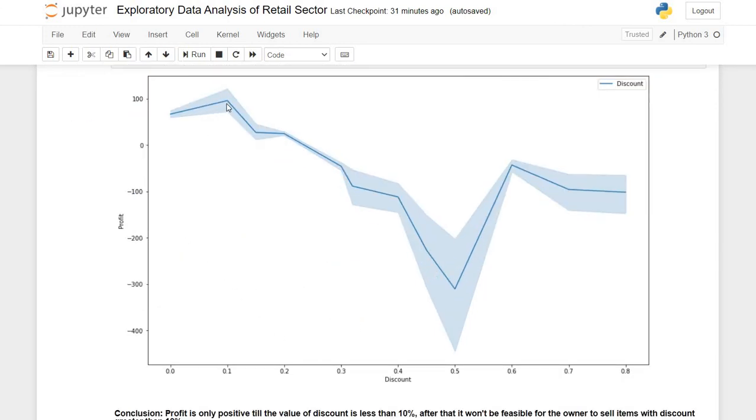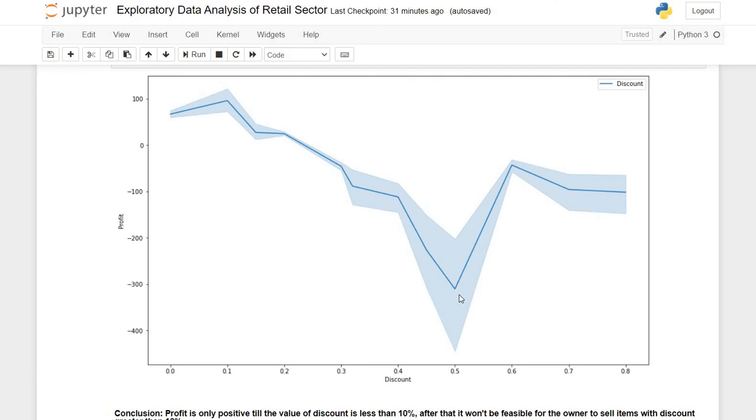If the discount is around 10%, then we have seen that it will generate more profit. Now, if more and more discount is given, then the profit generated will be low, and there will even be loss occurring at very high discount values. So far so good.